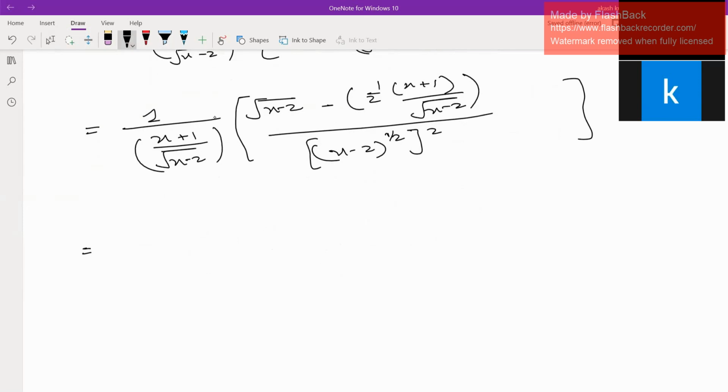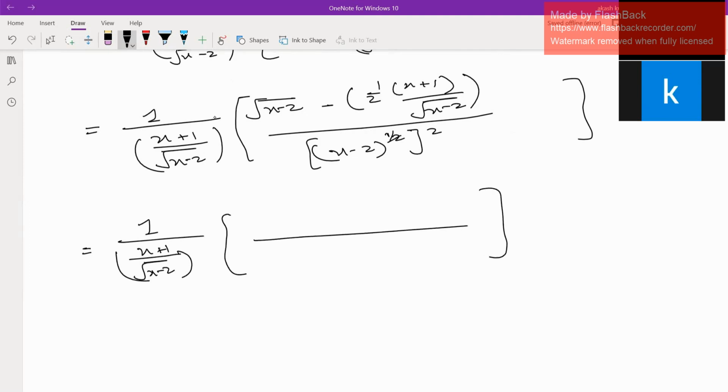Is it clear to you so far? Okay. 1 over x plus 1 square root x minus 2. The 2 cancels out with 2, only x minus 2 is left in the denominator. And then, can we cross multiply it? It becomes x minus 2 minus half x plus 1, the whole divided by square root x minus 2. Is it clear? We just cross multiplied it.